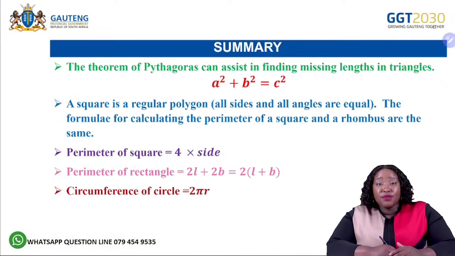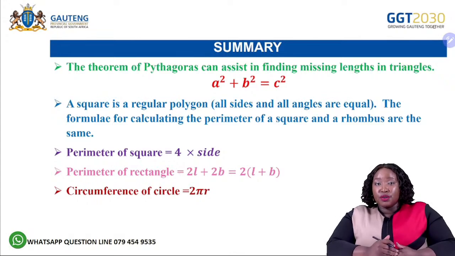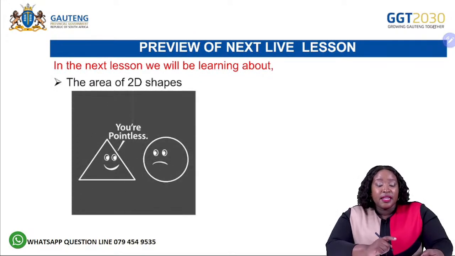Then circumference of a circle is 2 pi r. All the other formulas we discussed under the circle are simply derived from 2 pi r, because we either half 2 pi r, find a quarter of 2 pi r, or even a third, depending on the shape you are given. Okay, so make sure you have these main formulas for your perimeter in mind when you get ready for your exams. In the next lesson, we are going to be looking at the area of 2D shapes.